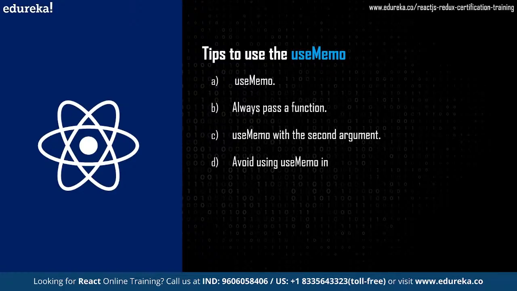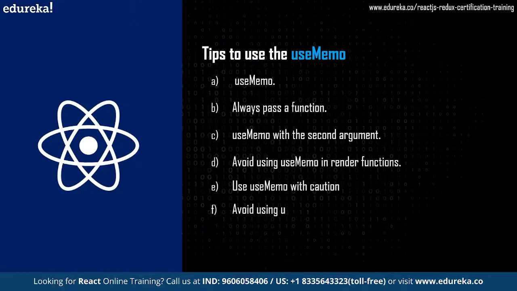Avoid using useMemo in render functions as it can lead to poor performance. Instead, you can use it in the component functions that are called before the component re-renders. Also, you need to use useMemo with care when working with large data sets or complex computations, as it can cause performance issues if not used correctly. And avoid using useMemo to store functions, as they cannot be memoized. Instead, you can use the useCallback hook for this purpose.